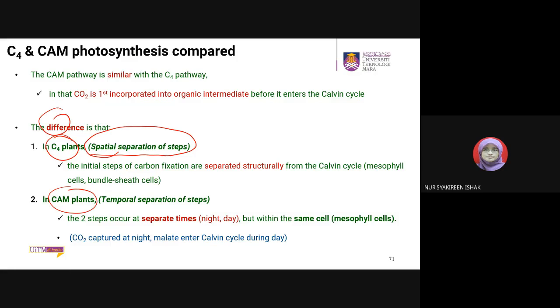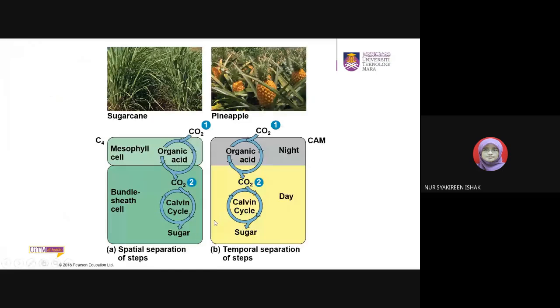Okay, first carbon fixation dengan second carbon fixation berlaku pada dalam sel yang berbeza. Mesophyll cell first, bundle sheath cell second. Bundle sheath cell adalah berlaku Calvin cycle. Kalau CAM, first carbon fixation during night time, second during daytime. Second adalah Calvin cycle. Okay, so ini samalah gambar rajah yang menunjukkan perbezaan antara C4 dengan CAM. Okay, C4 first dekat mesophyll, second dekat bundle sheath. CAM, first carbon fixation during night time, daytime is the normal Calvin cycle which is the second carbon fixation.